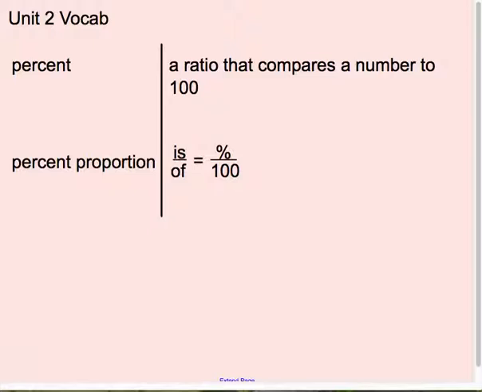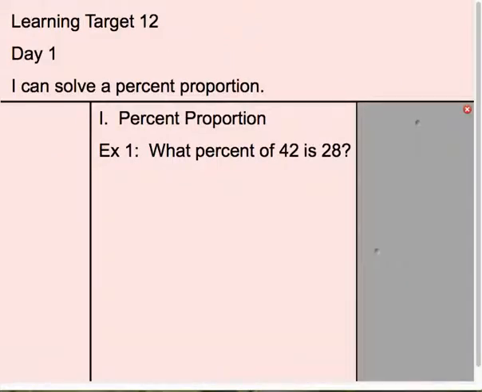a percent is a ratio. Remember, a ratio is just a comparison of two numbers. So a percent is a ratio that compares a number to 100. We're going to be focusing today on a percent proportion, and that is is over of equals percent over 100. And when we see our questions today, hopefully this will make a little bit more sense. All right, here we go.